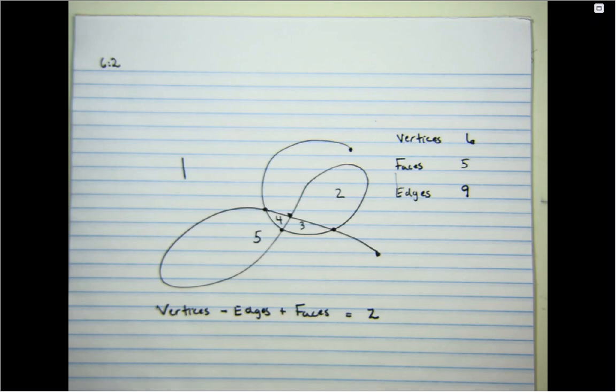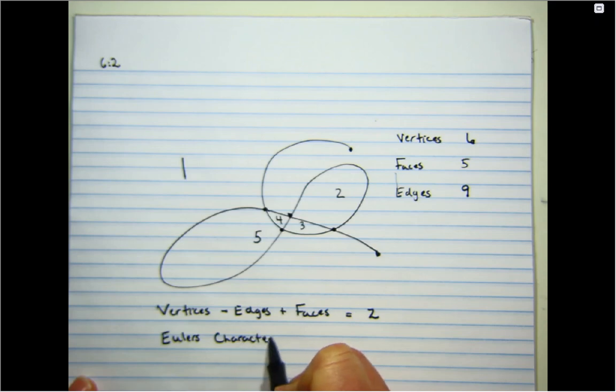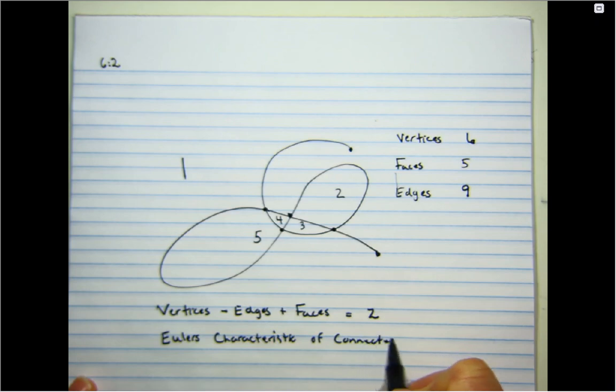Okay, so you know I can't read your mind. So since I can't read your mind, there's a reason for this. This is called Euler's characteristic of connected graphs. So anytime you have a connected graph, which just means you can follow the line all the way around, when you take the vertices minus the edges and add the faces on, you get 2.